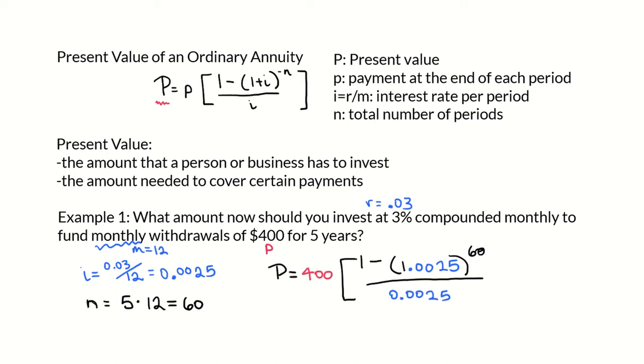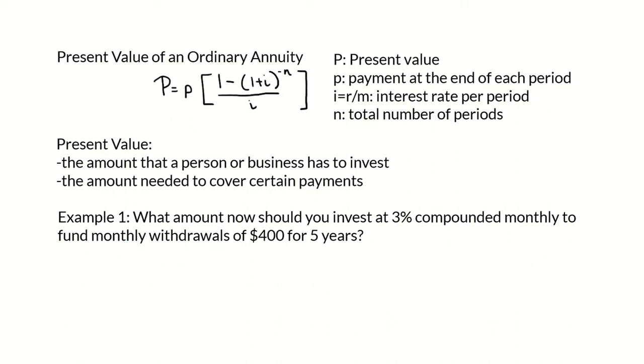And then we calculate this in one step. One correction, it should be to the negative 60 power, because it's to the negative n power for present value. This is approximately $3,339.14. That's the amount that should be invested in order to fund these monthly withdrawals for 5 years.